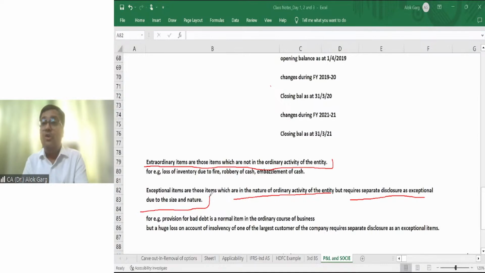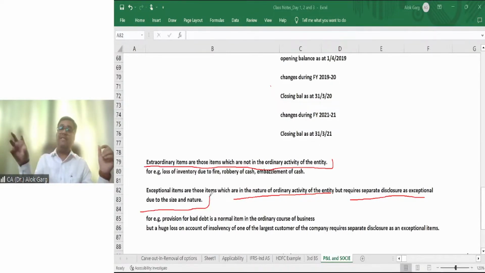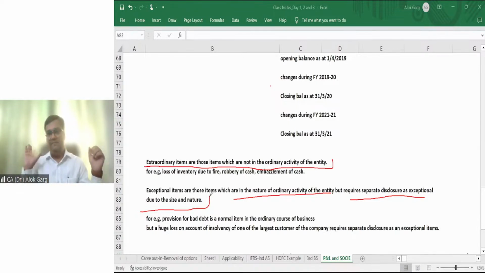So friends, although paying AGR, adjusted gross revenue liability, is normal and ordinary in nature, due to this one-off event this number is huge, and that is why Vodafone Idea and Bharti Airtel both have shown this amount as an exceptional item in the P&L. Exceptional item in the P&L.